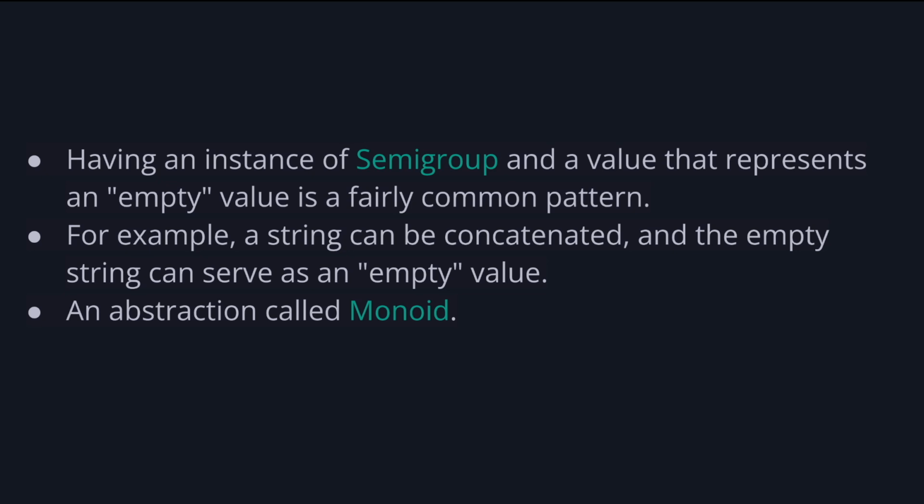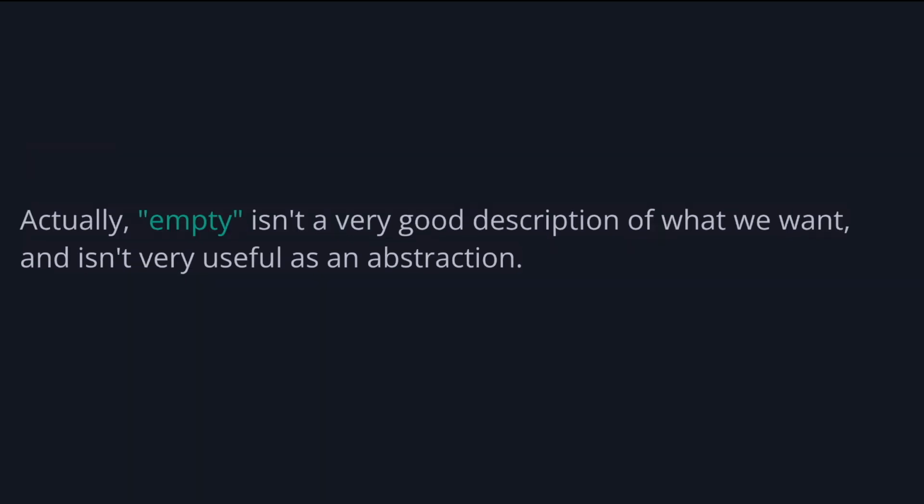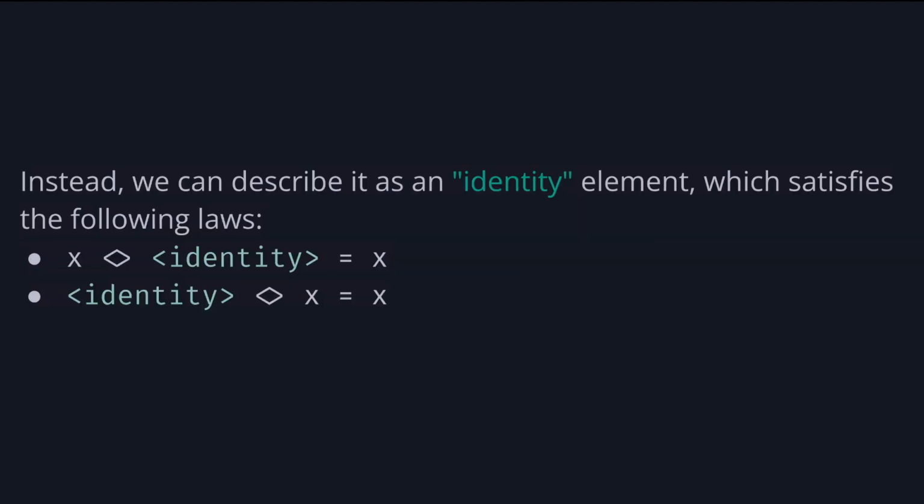For example, a string can be concatenated and the empty string can serve as an empty value. And this is actually a well-known abstraction called Monoid. And actually, empty is not a very good description of what we want and isn't very useful as an abstraction. Instead, we can describe it as an identity element, which satisfies the following laws. X appended with identity is still an X, and identity appended to an X is still an X.